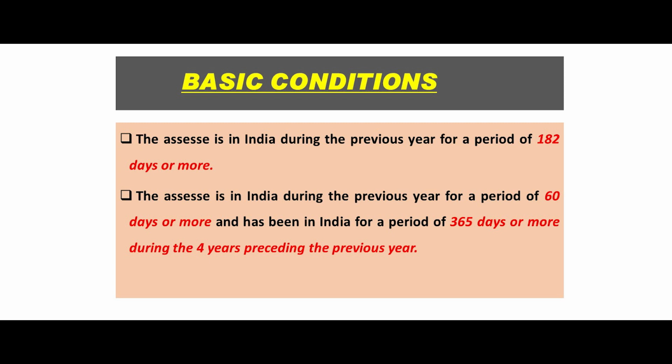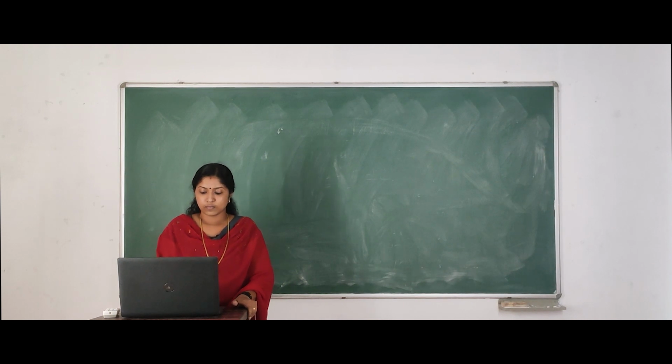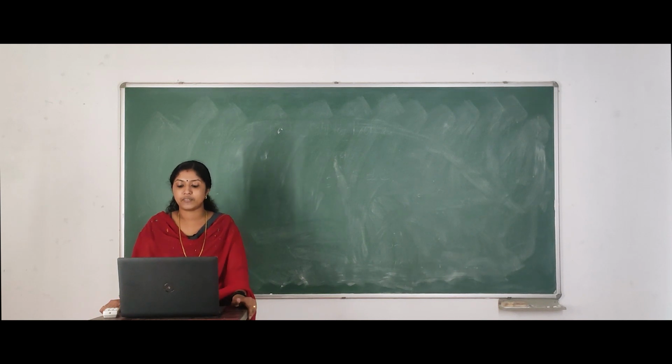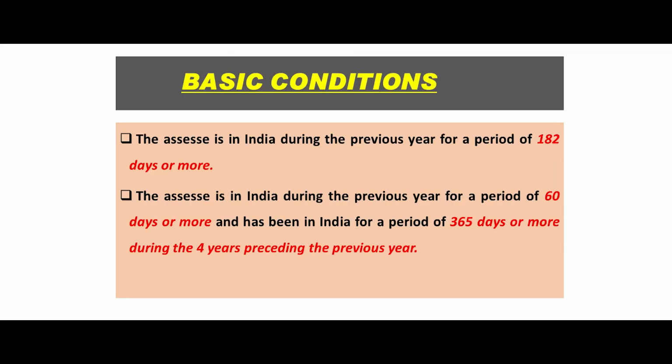For example, please assume that our assessment year is 2021-22. Then our previous year is what? Previous year is 2021. Right? Then here, the first basic condition means an assessee must have been in India for a period of 182 days or more than 182 days. Got it? Then we can move to the second basic condition.